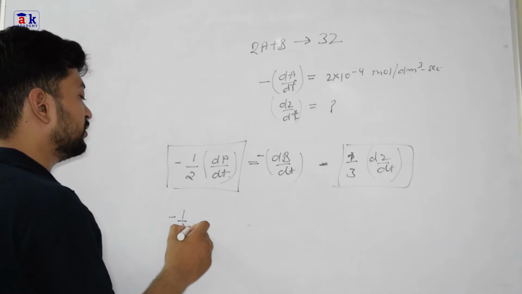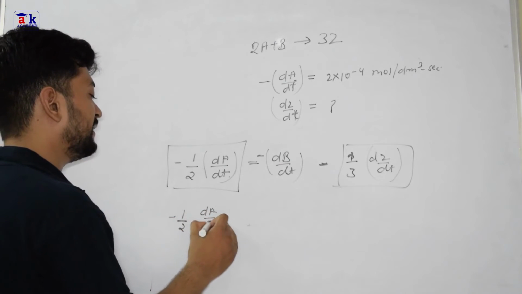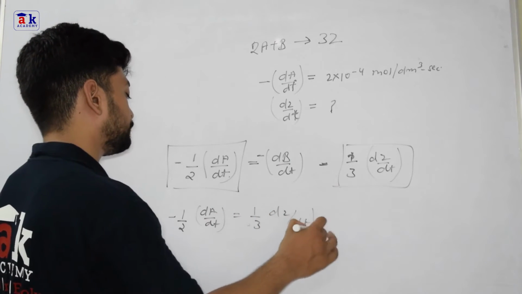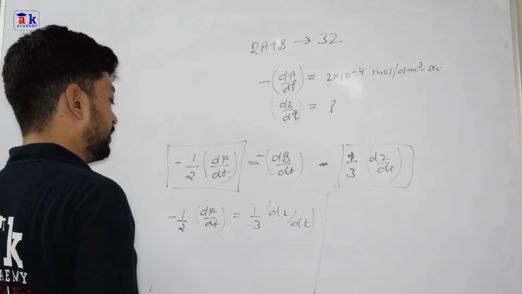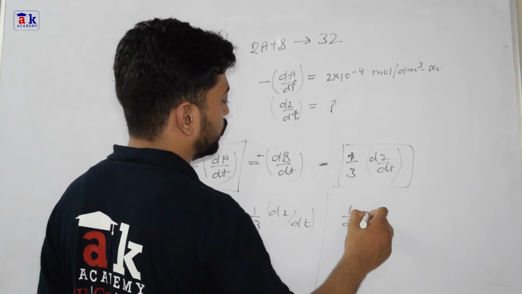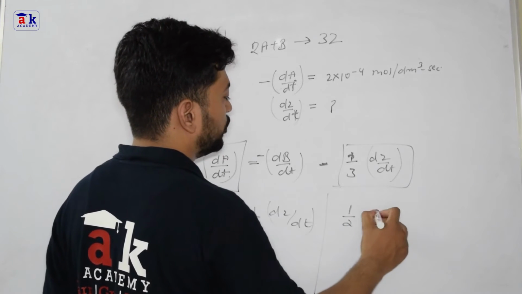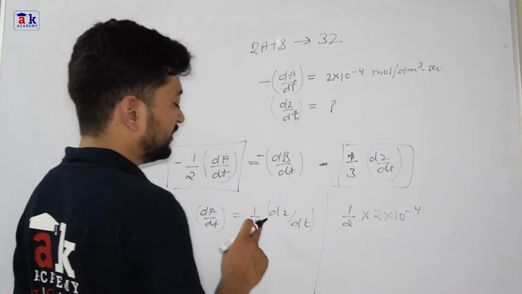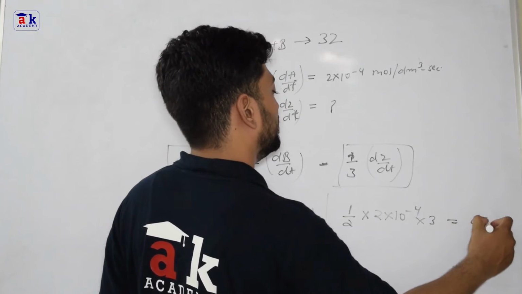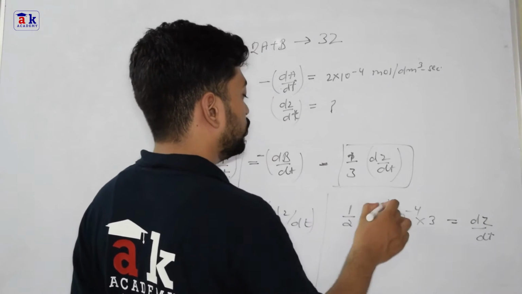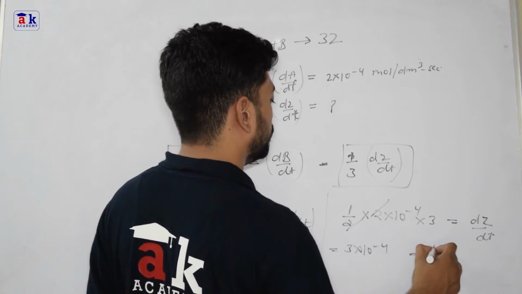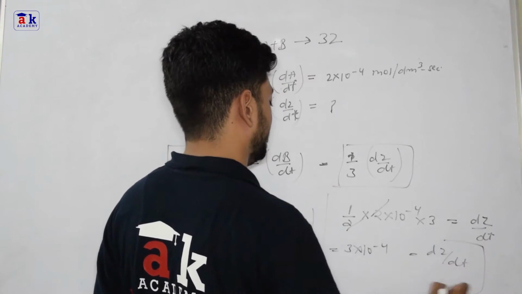Now let's put the value of minus dA by dt over here. So we have minus 1 by 2 dA by dt is equal to 1 by 3 dZ by dt, right? So we will put the value of minus dA by dt over here. This will become 1 by 2 into 2 into 10 raised to minus 4, and this 3 will come this side and multiply by 3. This is equal to dZ by dt. So 2 and 2 will get cancelled. We will have 3 into 10 raised to minus 4 is equal to dZ by dt. So this is the correct answer.